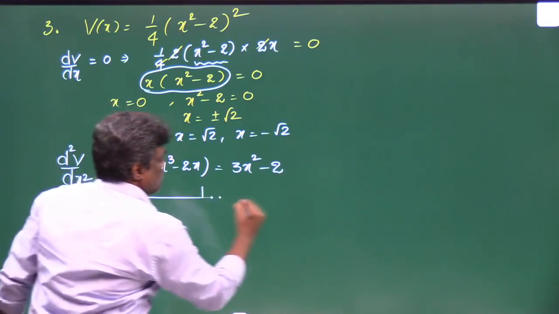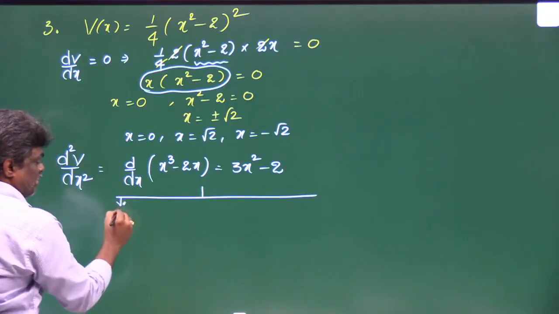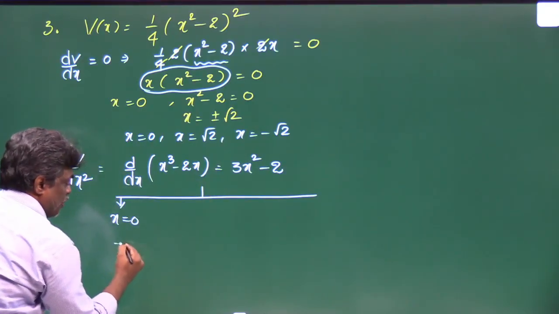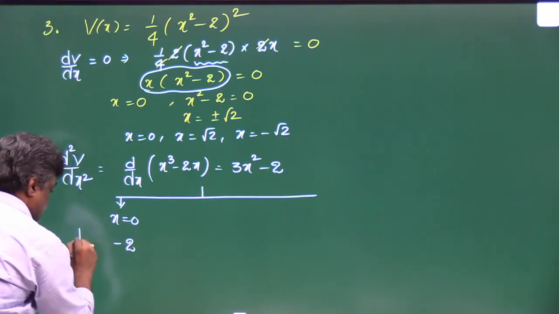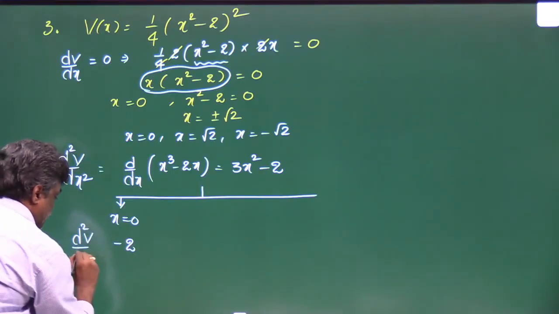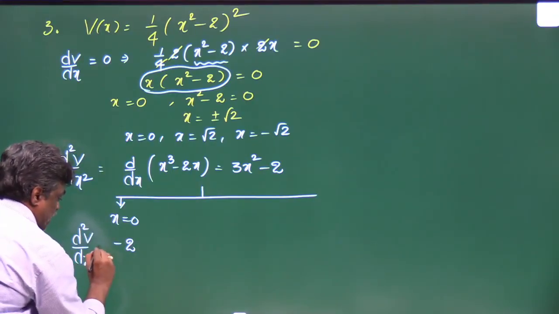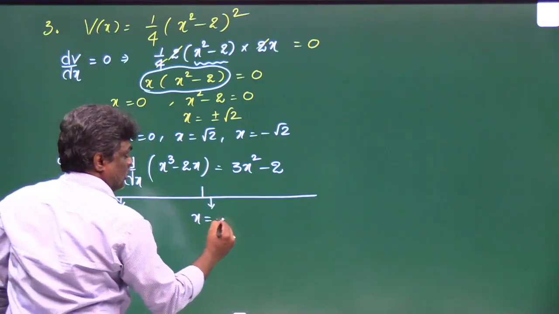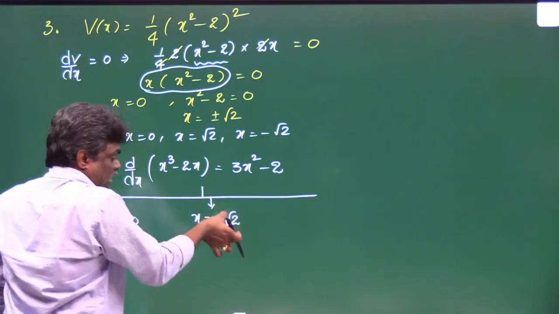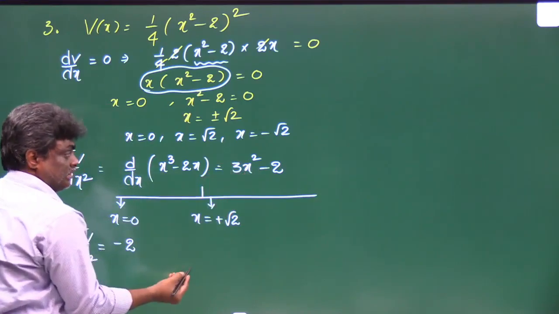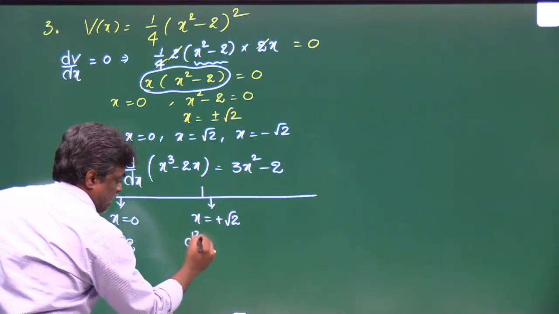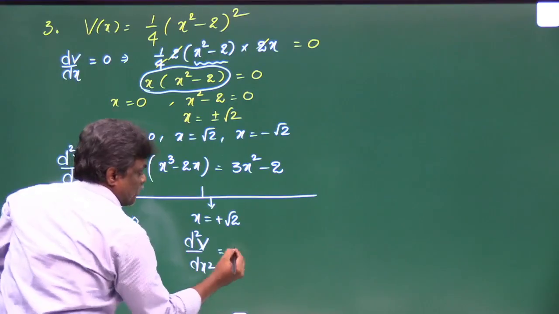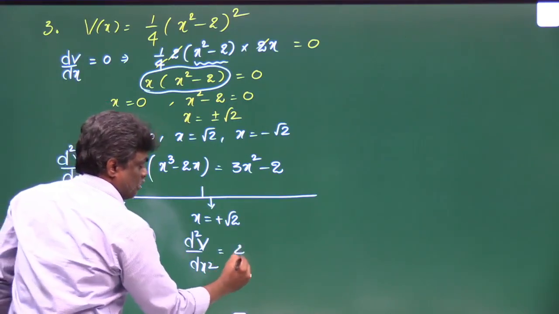Now I'm going to substitute one by one. First x equal to 0, take it and substitute. I got minus 2. That means the second derivative d square v by dx square is minus 2. And next I have taken x equal to plus root 2. If you take it and substitute, the second derivative d square v by dx square equal to 4.